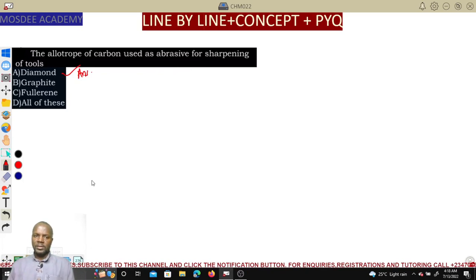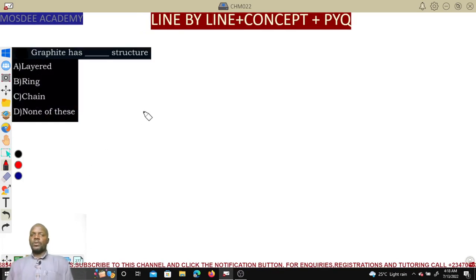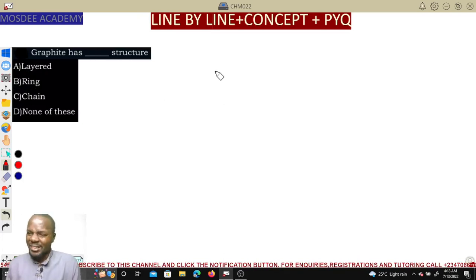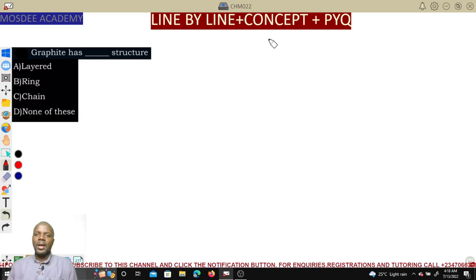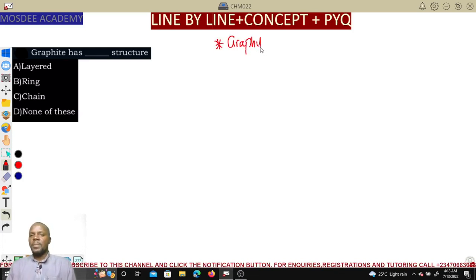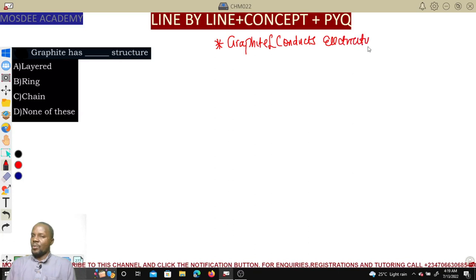Maybe we should go to the next allotrope. Very good. Now, graphite. The crystalline allotropes are diamond, graphite, and fullerenes. Now we talk about the second allotrope, which is graphite. Basically, in junior classes, your teacher will tell you that graphite is a carbon allotrope that can conduct electricity. Why? It's because they have a layered structure.